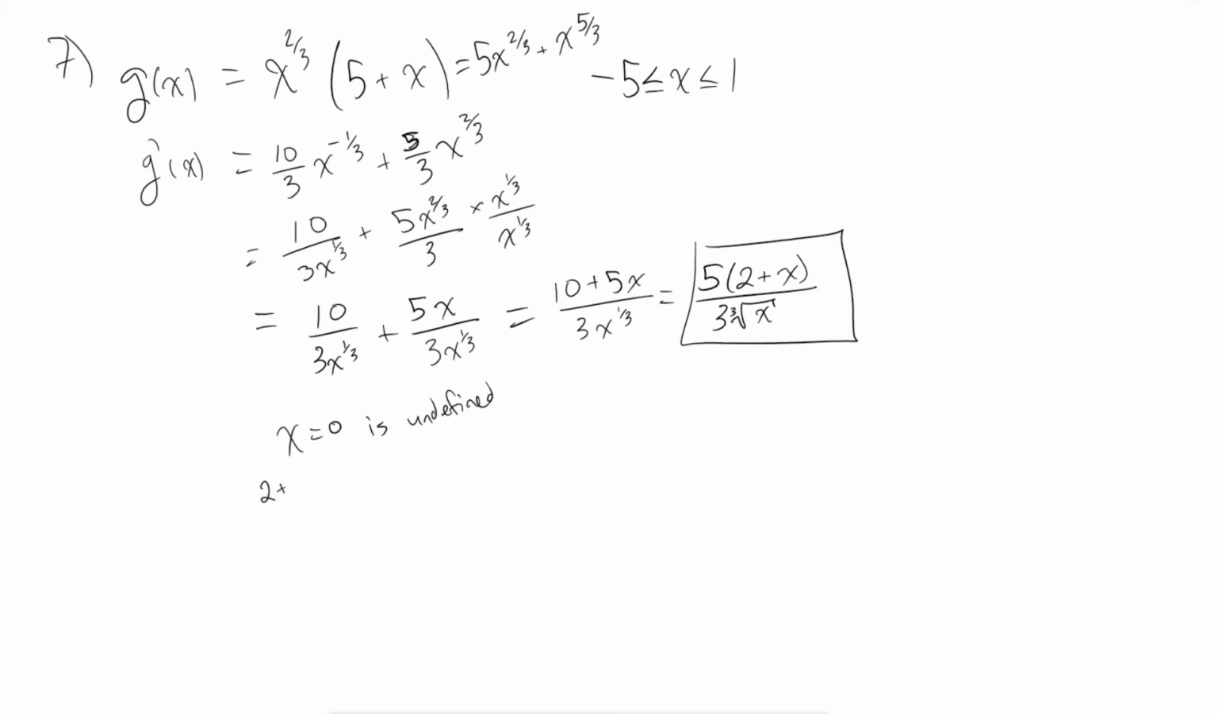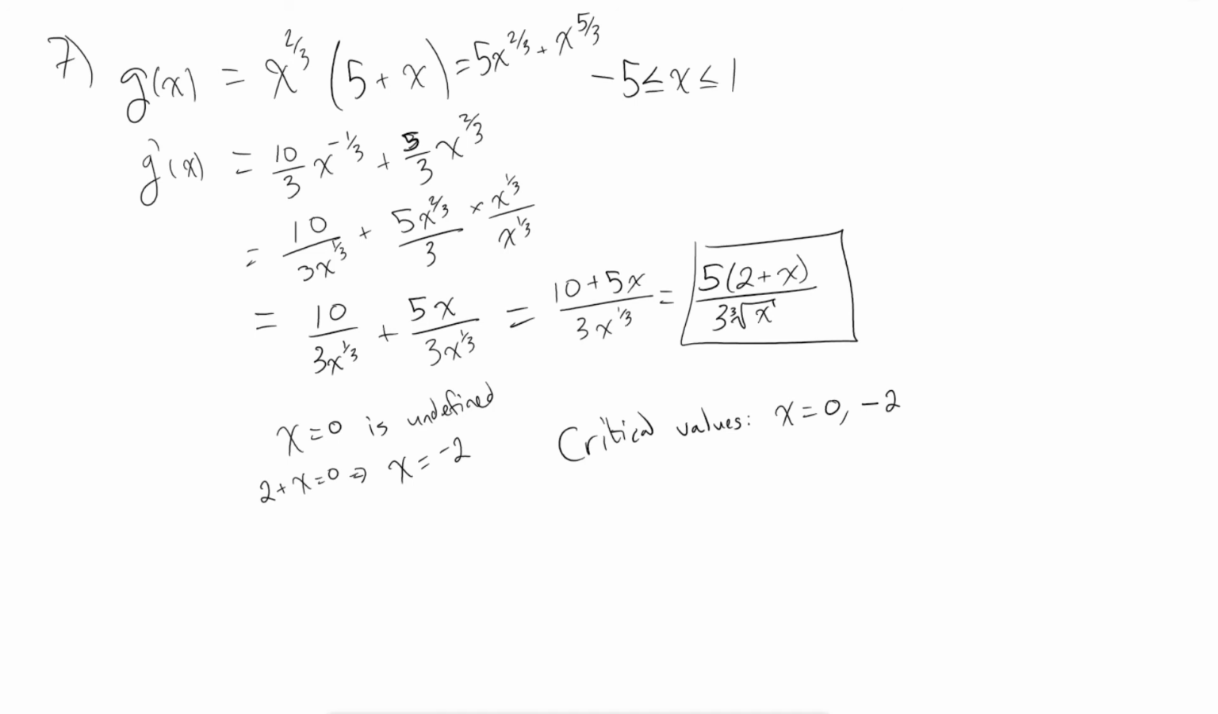And we also will have it equal to 0 if 2 plus x is equal to 0 on the top there, or x is equal to negative 2. So if x is equal to negative 2 or x is equal to 0, we have our two critical values. So I'll write that down. Critical values are x is equal to 0, x is equal to negative 2.